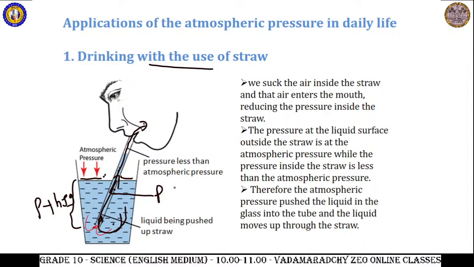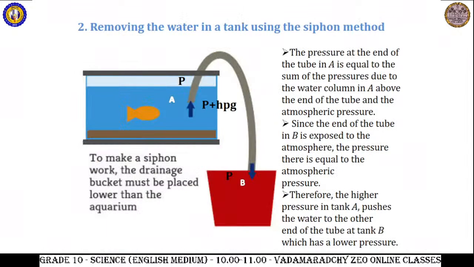Second one is the removing of water in a tank using the siphon method. If we assume this point as A and this is the point B. At point A, the pressure is equal to the pressure due to the atmosphere plus the pressure due to this hydraulic column. So at point A, pressure is equal to P, that is atmospheric pressure, plus h rho g, that is the pressure due to the water column.